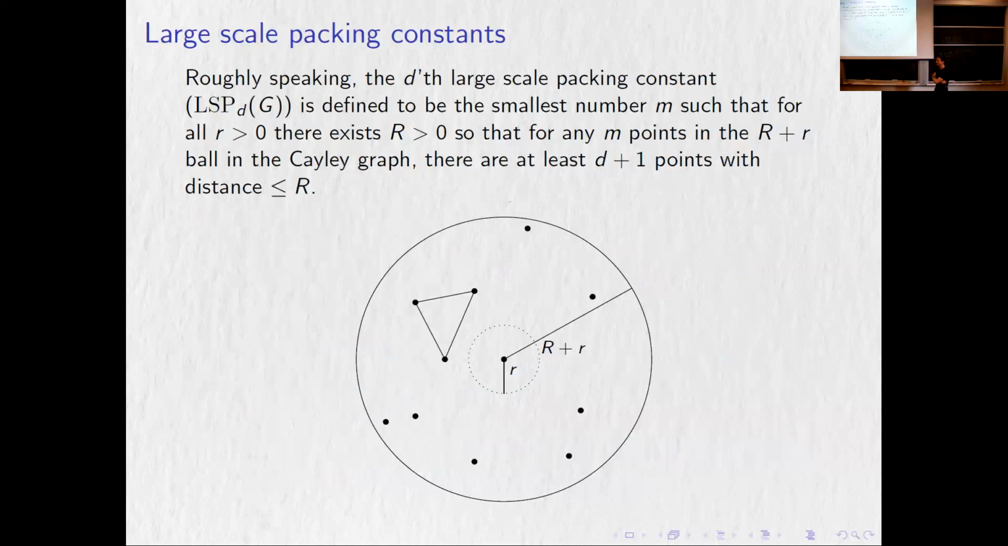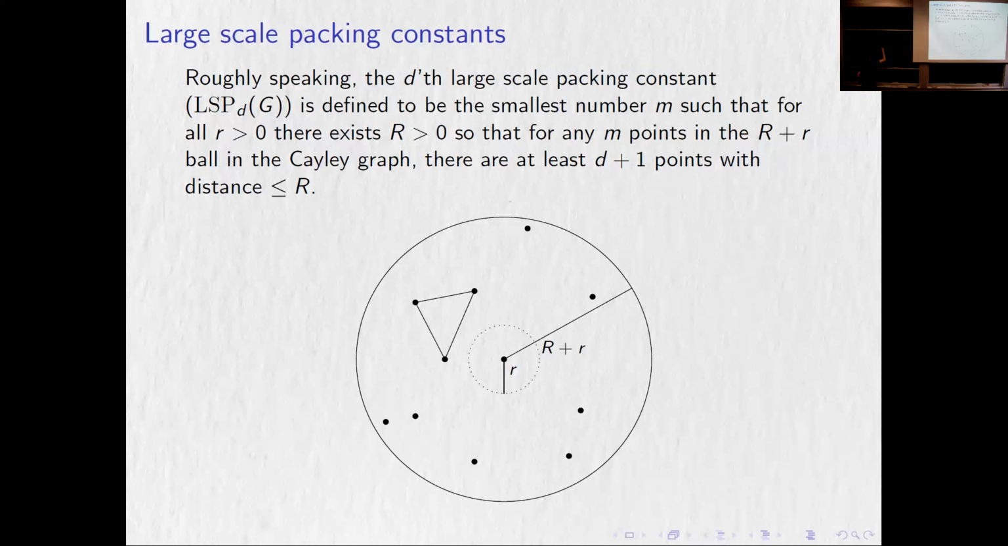This is what we mean by these packing constants. It's not the precise definition, it's almost precise. The point is how many balls of radius r you can put in a larger ball of radius capital R plus r. So I give you a radius, I draw a ball of radius R plus r. And the question is how many disjoint balls of radius r can you put there? What's the maximum number? That would be the 0th LSP dimension, roughly.